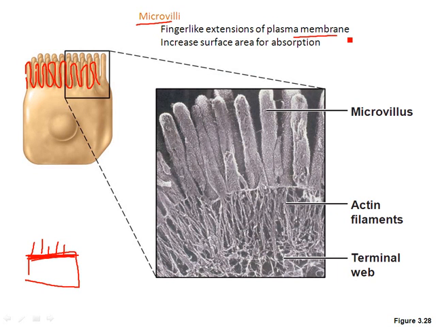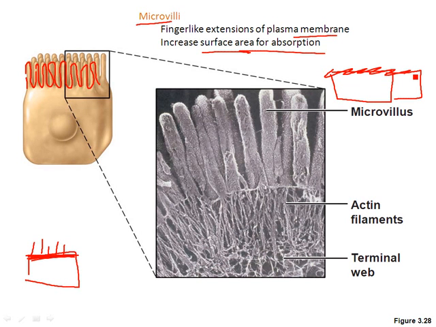And you see these in areas where you have absorption. What it does is it increases the surface area. So, for example, in the small intestine where you absorb a lot of nutrients. If your small intestine looked like this, then this is all the surface area you would have for absorption. And it would take a long, long time to absorb enough nutrients.